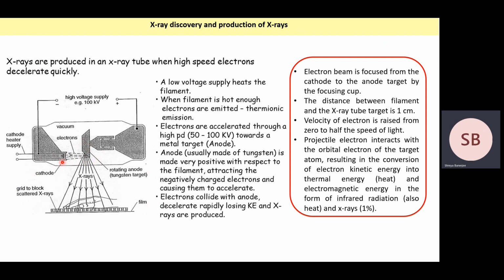And the distance between the filament from where the electrons are being produced to the X-ray tube target is only 1 centimeter. And the velocity of the electrons while they are being accelerated reaches from 0 to half the speed of light. The projectile electron interacts with the orbital electron of the target atom, resulting in the conversion of electron kinetic energy into thermal energy, that is heat, and electromagnetic energy in the form of infrared radiation, which is also heat. Only 1% of the energy is released as X-rays.